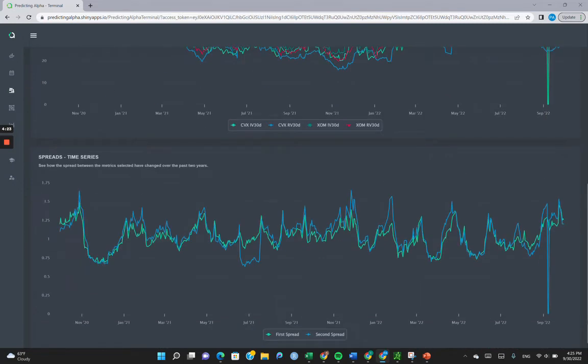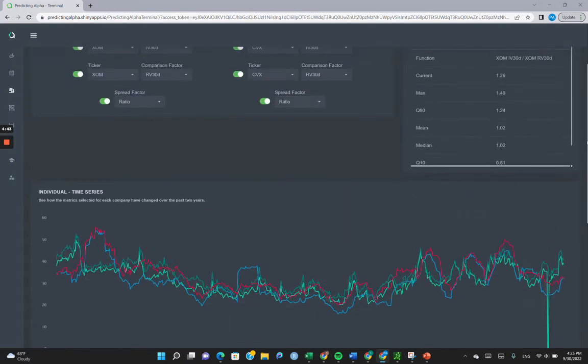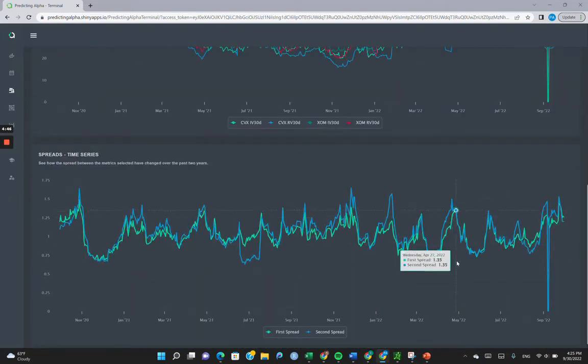So if we run that and scroll down here, here's what we can see. We can see the historical IV30 relative to RV30, aka the premium, through time. And we can see, for example, going into May, so like early April, ExxonMobil is the first spread. What we saw was Chevron IV actually begin to pop way ahead of ExxonMobil, but over time the spread closed. We can see it again here. We can see Chevron IV going absolutely ballistic, and then it closed.